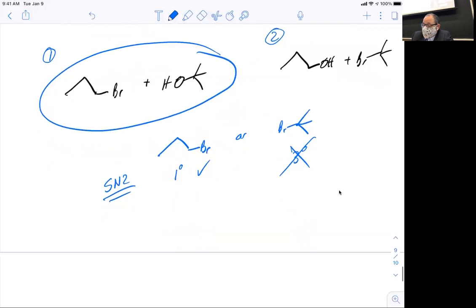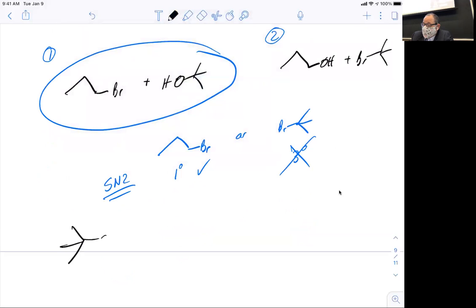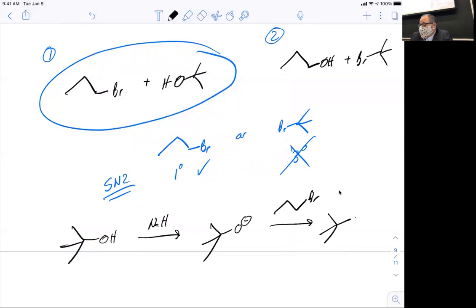That means that I'm going to start with this alcohol, right? Use some kind of strong base, sodium hydride, sodium amide, something that'll give me a quantitative base. The only thing I don't want to use is something like sodium hydroxide, because that'll be an equilibrium type base. And then we'll have that react with this substrate.